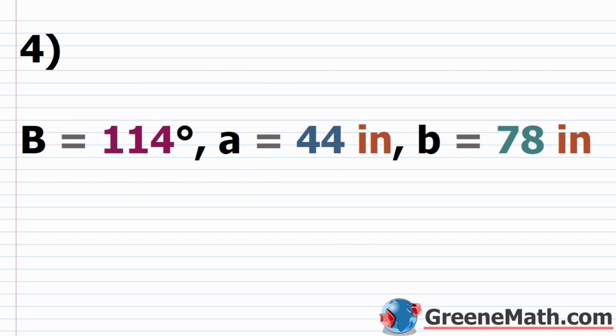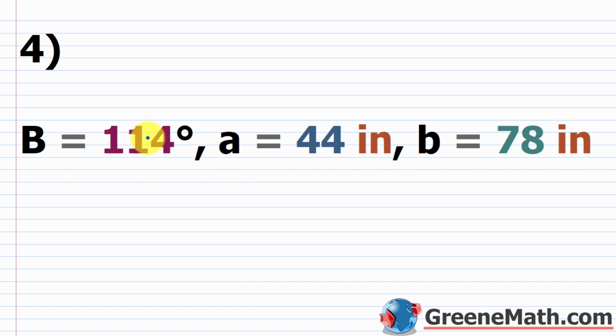All right, let's take a look at problem 4 now. So here, we have another obtuse angle, so this is the easier scenario. The measure of angle B is 114 degrees. Then the length of this side A is going to be 44 inches, and the length of this side B is 78 inches.